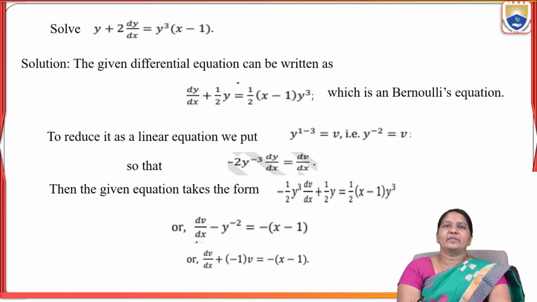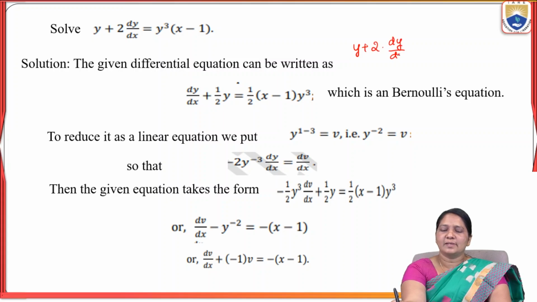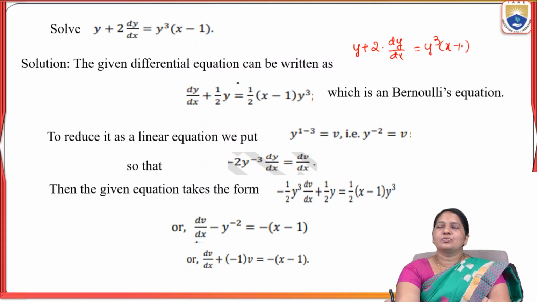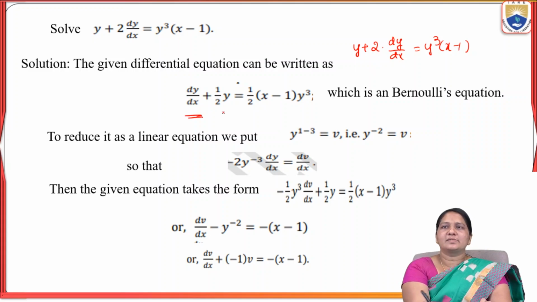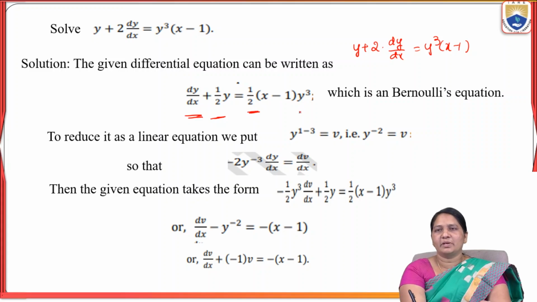With one more example here. Solve y plus 2 into dy by dx is equal to y cube into x minus 1. So what is the given equation here? y plus 2 into dy by dx equal to y cube into x minus 1. So now I am writing here into the form of dy by dx. So dy by dx plus 1 by 2 into y is equal to 1 by 2 into x minus 1 into y cube. So this is the Bernoulli's equation form.